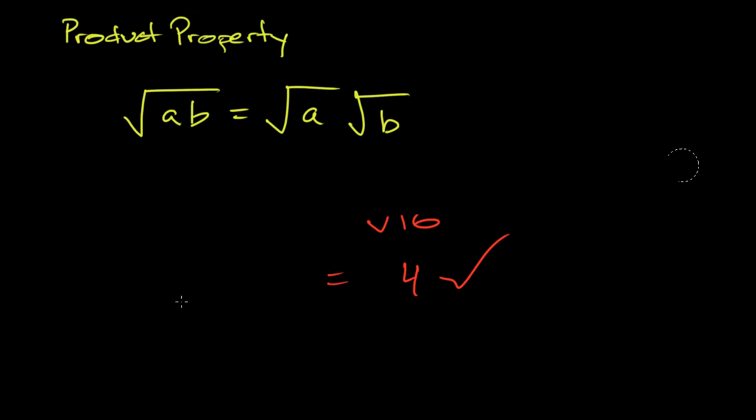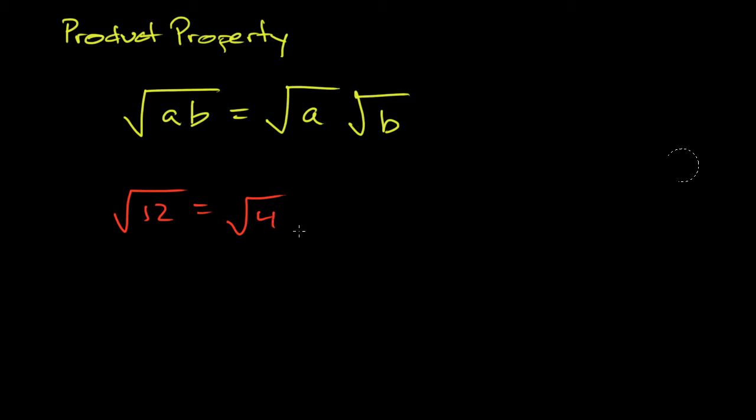The way we use this property is kind of the opposite of that example I just gave. We can take square roots like the square root of 12 and start to break them apart into their factors. So I know 12 is like 4 times 3. So the square root of 12 is equal to the square root of 4 times the square root of 3. And I know the square root of 4 is 2, so I could write 2 times the square root of 3.